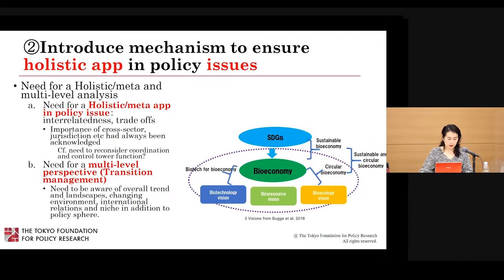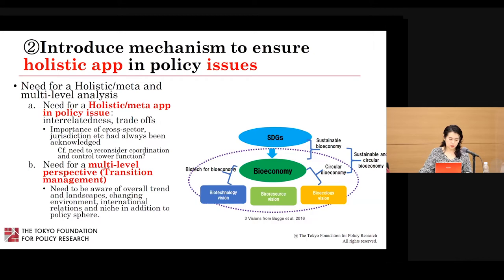There are indeed different views of bioeconomy. Some consider it from a biotechnology vision, some from a bioresource vision, while others consider it from a bioecology vision. And the strategy has to be aligned in a way that accommodates all these perspectives and has relevant actors. But this could be a very difficult task. The importance of cross-sector jurisdiction has always been acknowledged, and the solution for this was to establish a coordination and command tower at the Cabinet Office. But now the Cabinet Office is crowded with many control towers, and there might be a need to reconsider the coordination and control tower function within the Cabinet Office.